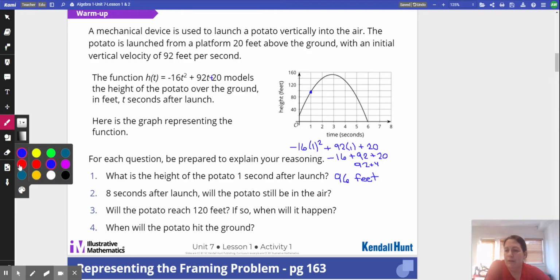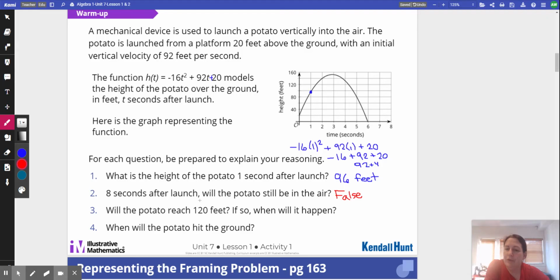Number 2, it says 8 seconds after the launch, will the potato still be in the air? Do you think that's true or false? No, that is false. And how do we know that? If you look at the graph, you can see at 6 seconds, or just before 6 seconds, the potato is on the ground. So it won't be in the air after 8 seconds.